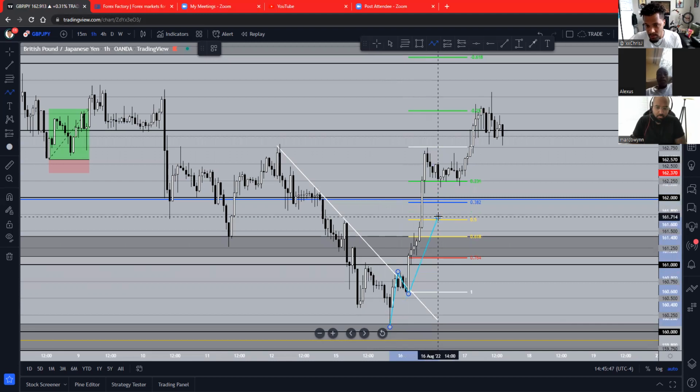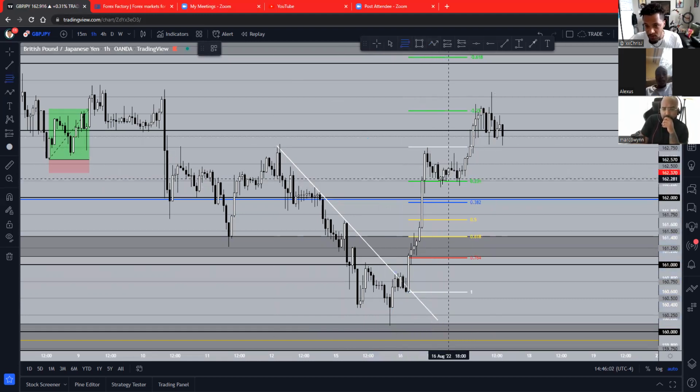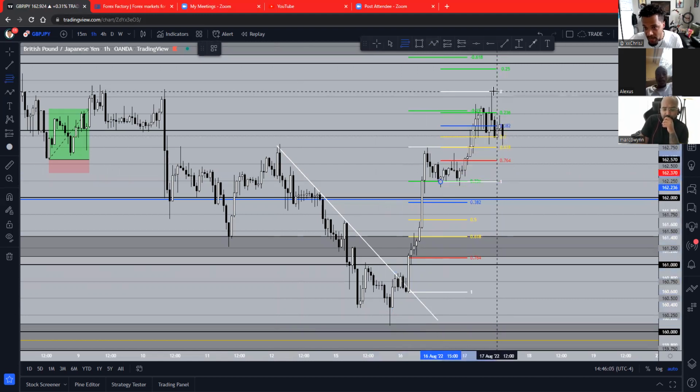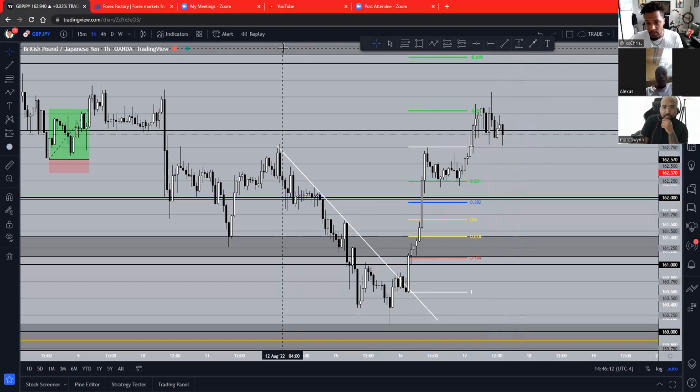Same thing for this area. Let me delete this. I could start my fib here, right, at this next little low right here, because we made a high, now we're making a low. If I draw a fib from here to this high right here, you can see what's going on here too. We're rejecting this golden zone, which is confirmation for another buy.